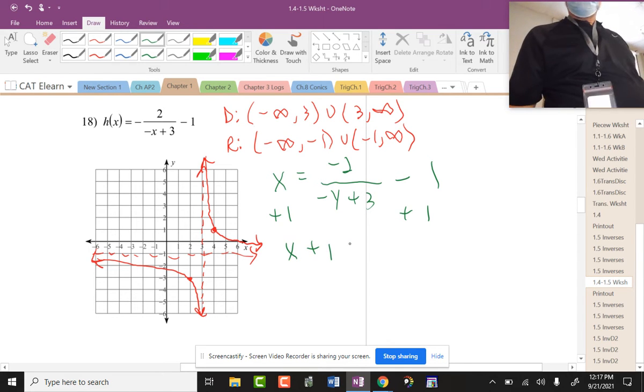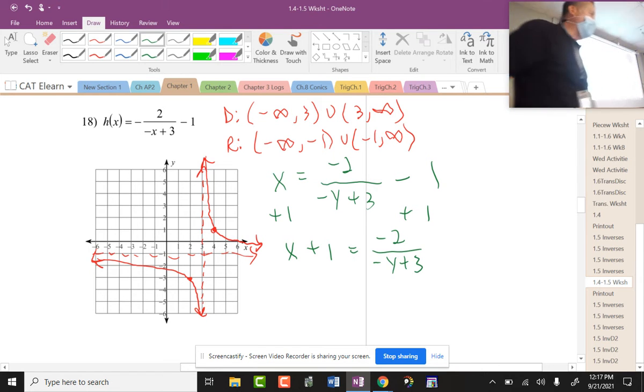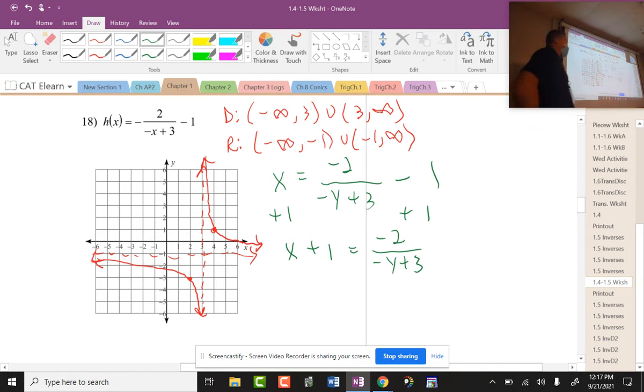X plus 1, and then equals, and then this is the whole fraction idea. Fractions just destroy the students. This is all over the years. No, nothing COVID at all. The last 10 years of teaching fractions are a disaster.